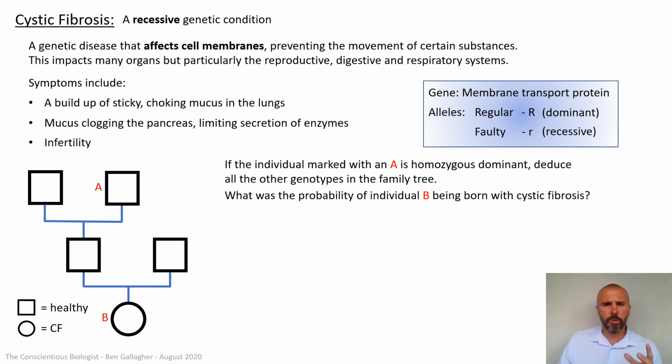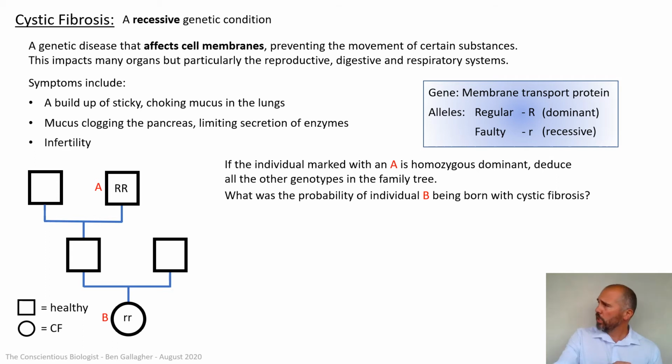So let's apply what we know. They've told us that individual A is homozygous dominant. So we can fill that in. They're big R, we know that. If they've only got big Rs, they've only got big Rs to give to their offspring. That's straightforward. We can also put in individual B because they are a cystic fibrosis sufferer. They're in a circle, so we know that. And the only way they can have it is if they're little r, they're homozygous recessive. So we've already got 2 built in there.